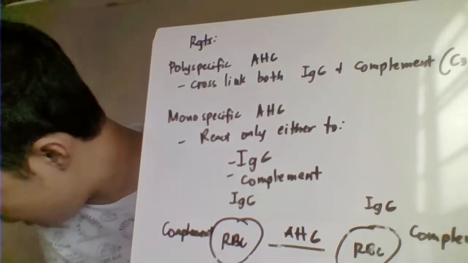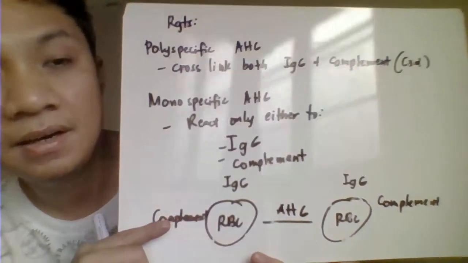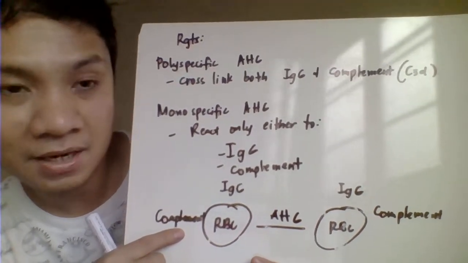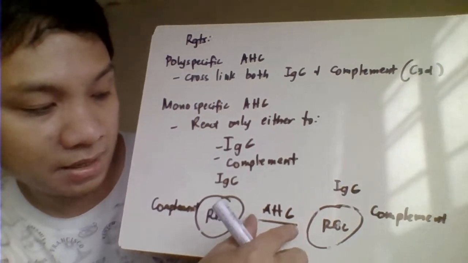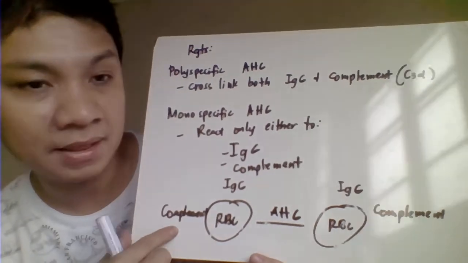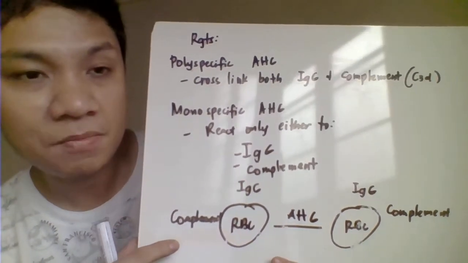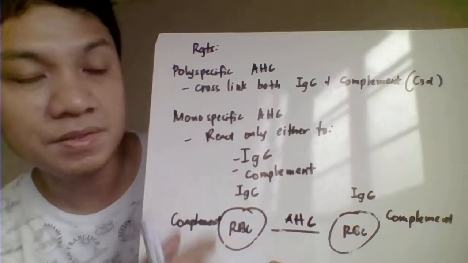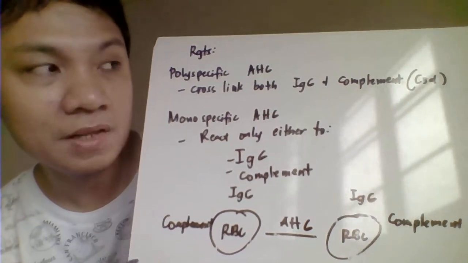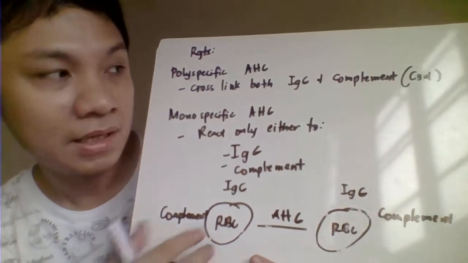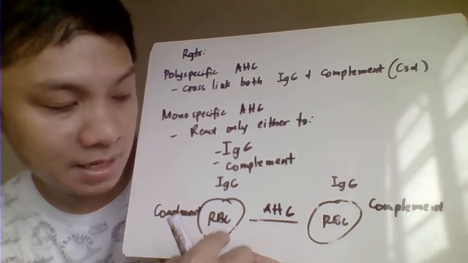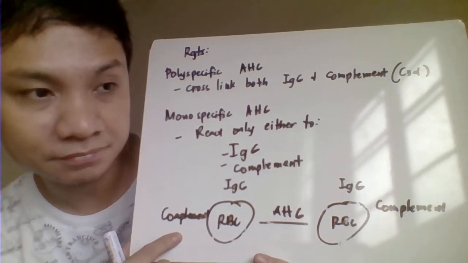Okay, then we have the reagents used for your Coombs test. Again, anti-human globulin is our reagent. Anti-human globulin cross-links your two RBCs that must have IgG or a complement attached. Your anti-human globulin reagent could be a polyspecific or a monospecific anti-human globulin. If your reagent is a polyspecific anti-human globulin, it could bind to your RBC regardless of whether what sensitized our RBC is IgG or complement.